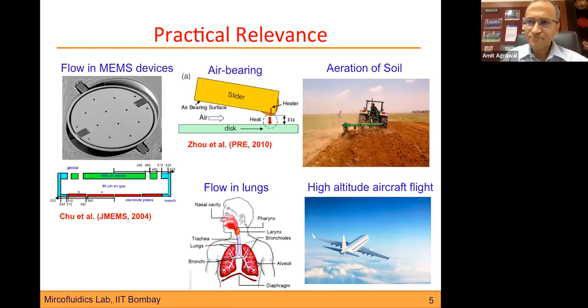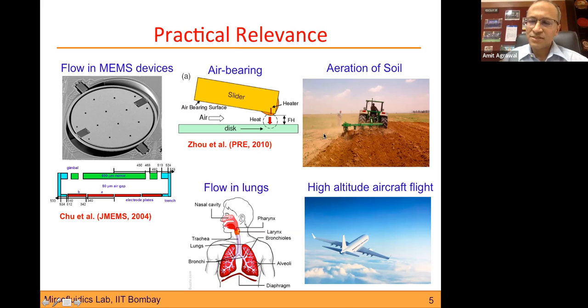And of course, these sorts of flows happen in a lot of different practical scenarios as well, not just in microchannels. If you are interested in microdevices, these flows are relevant to you. But beyond that, if you look at geophysical flows and ask a simple question, how does air reach the roots of the plant? You see that it is through these very small passages that are created by tilling the soil that air is able to seep in and reach the roots.